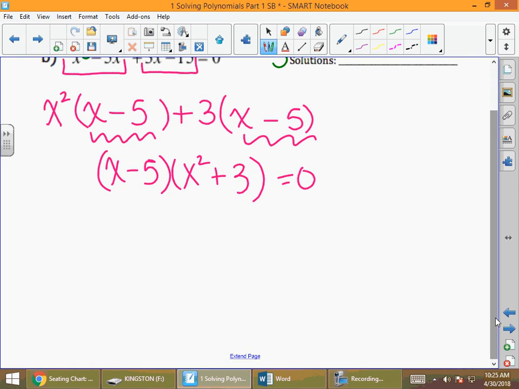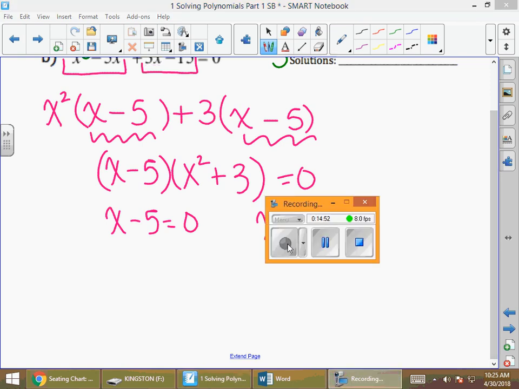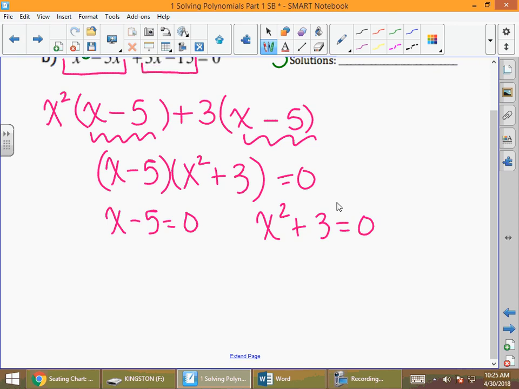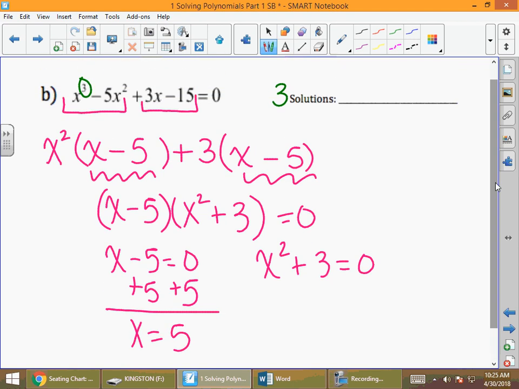We're going to take x minus 5 and set it equal to 0. We're going to take x squared plus 3 and set it equal to 0. Once again, a reminder: cubic means that we're looking for 3 solutions. And then we add 5 to both sides. There's one of them. There's 1. I need 3.